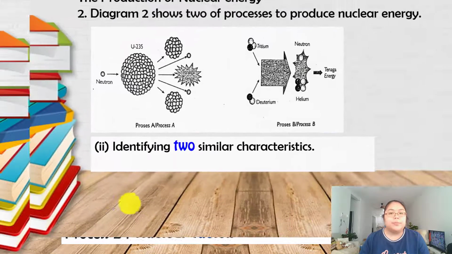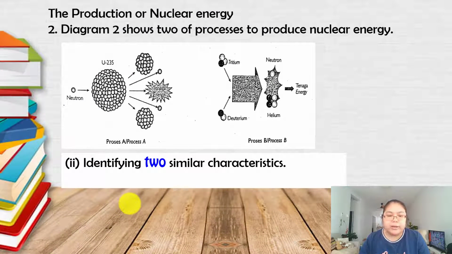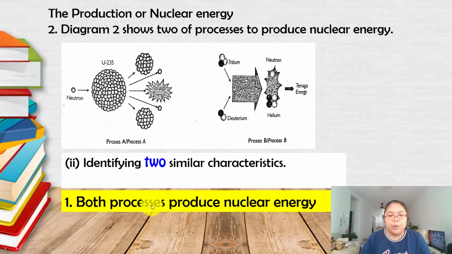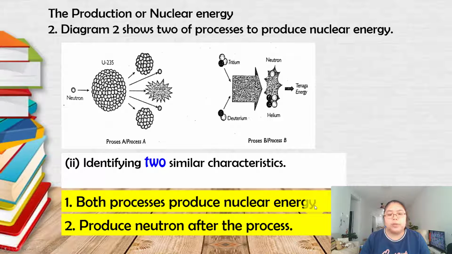Okay, then we go to identify two similar characteristics. Now we're going to see the two similarities. Okay, first one, you can see from the diagram, both also produce energy. And also you can see both also produce neutrons after the process. So these are the two similarities. First, both processes produce nuclear energy. Number two, produce a neutron after the process. So these are the two similarities from the diagram.